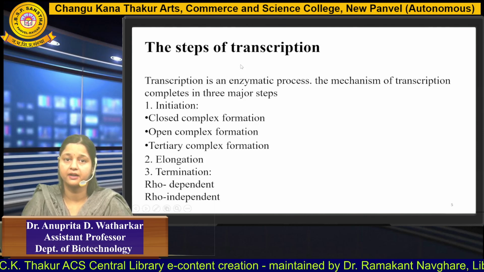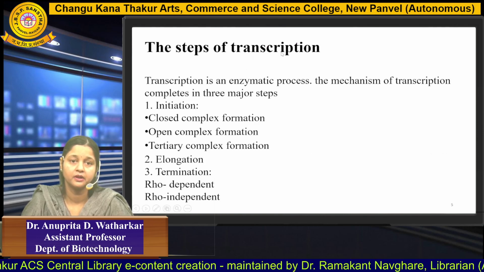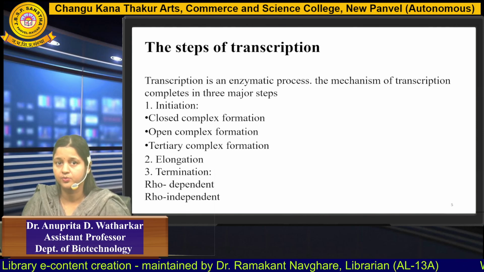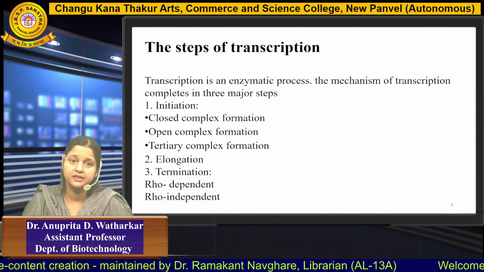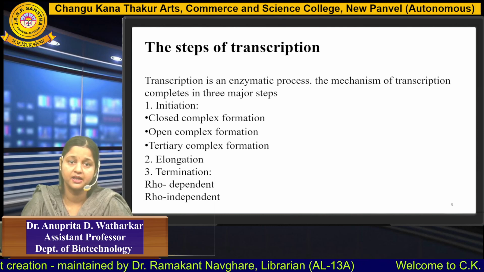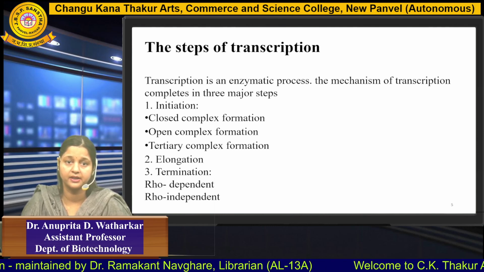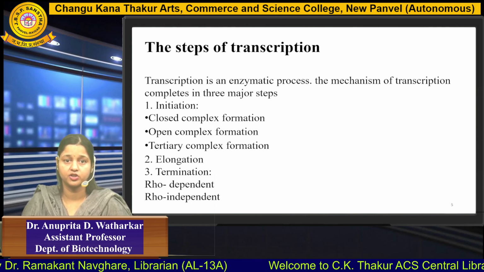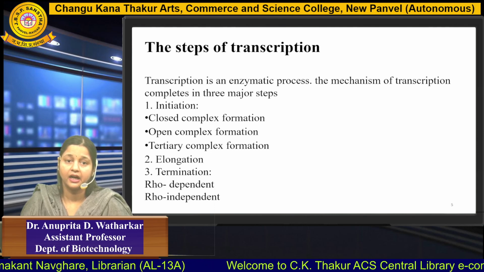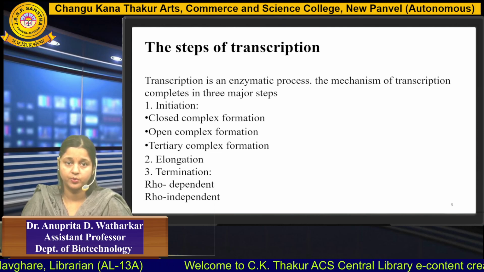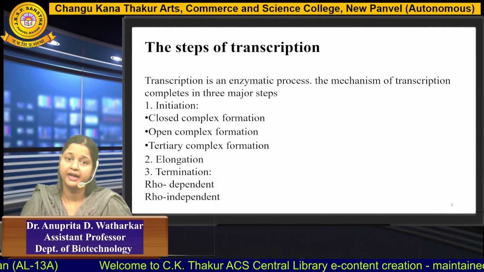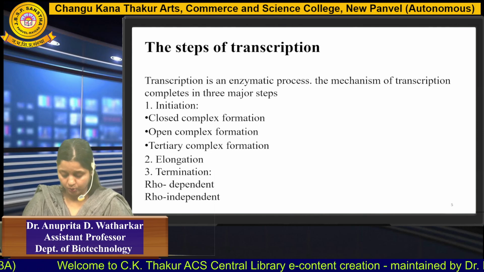Let's try to understand the steps of transcription. Initiation, elongation and termination are the three main steps of transcription. In initiation, there are again three steps: the formation of the closed complex, the open complex, and the third one, the formation of the tertiary complex. After elongation, there is a termination process, and termination involves two types of process. It can be either rho dependent or rho independent.